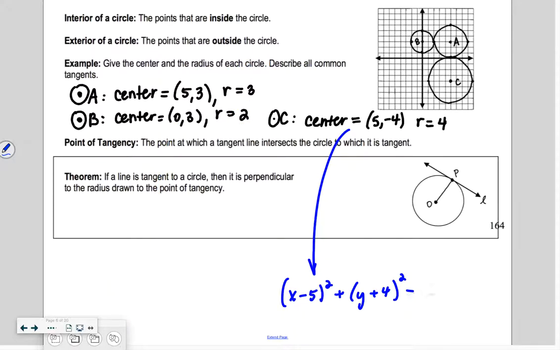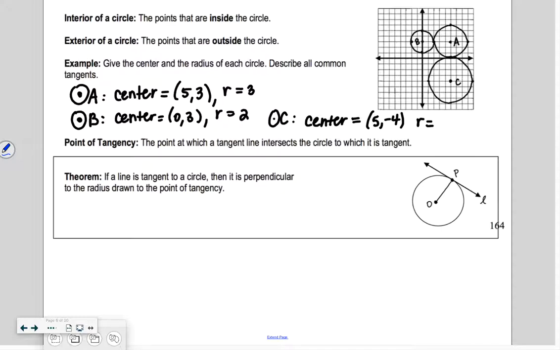So it says, if a line is tangent to a circle, then it's perpendicular to the radius drawn at the point of tangency. So this is another important thing about tangents. Every time you hear the word tangent, you should say tangents touch, right? Tangents are going to touch the circle in exactly one point. That's what we hear every single time we see tangent.